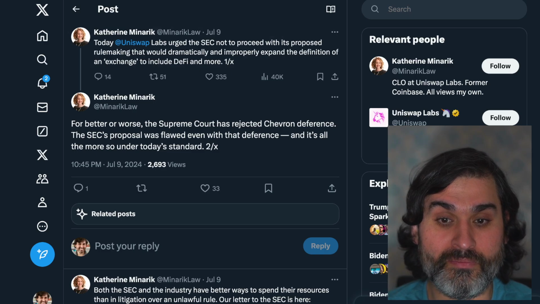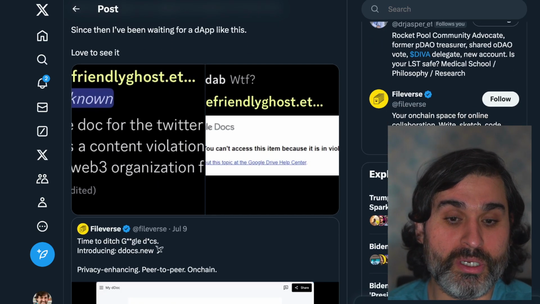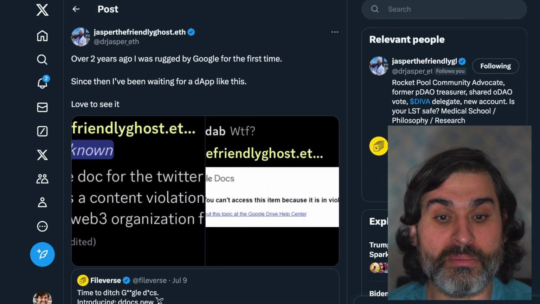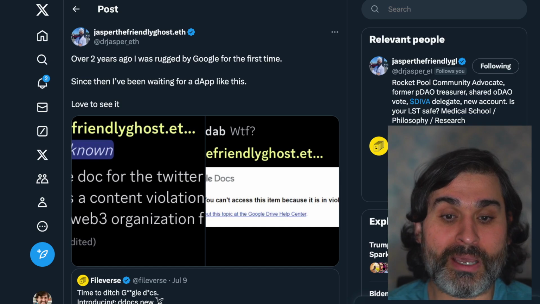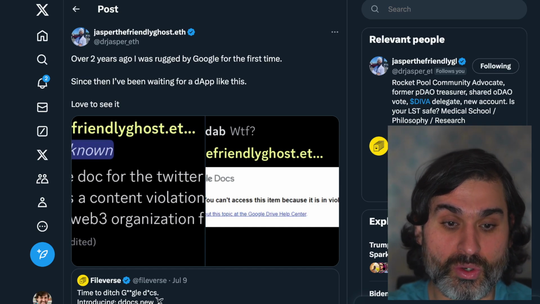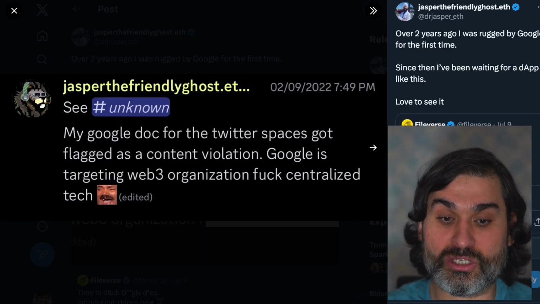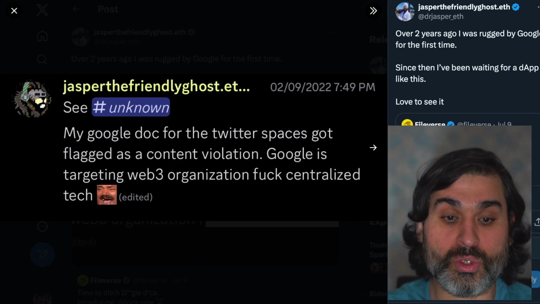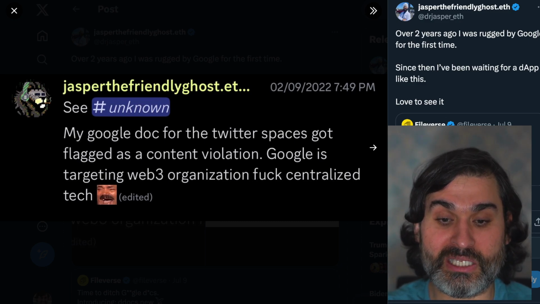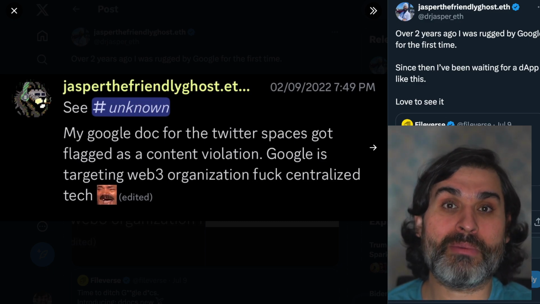Before we do that, here Jasper's sharing news of a new app that's launched on Ethereum. He says, over 2 years ago, I was rugged by Google for the first time. I've been waiting for a dApp like this. Here he's got screenshots saying my Google Doc for the Twitter Spaces got flagged as a content violation. Google is targeting Web3 organizations. Fuck centralized tech.